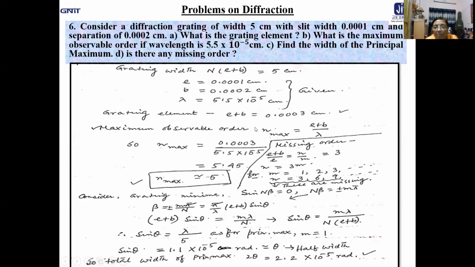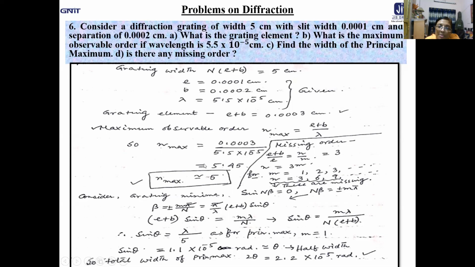Next is maximum observable order. A few minutes back we have done this, though the question is set in a little bit different way. So what about the maximum observable order formula? The same one, (e plus b) by lambda. e plus b you already found out. And lambda is 5.5 into 10 to the power minus 5. The value will come out as 5.45.